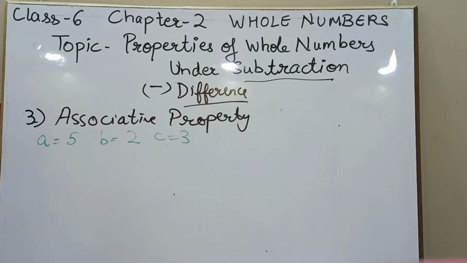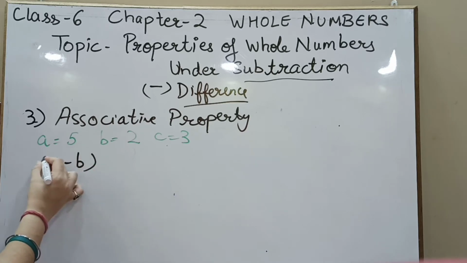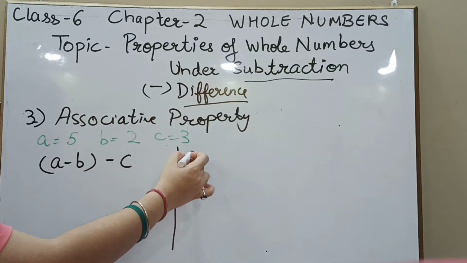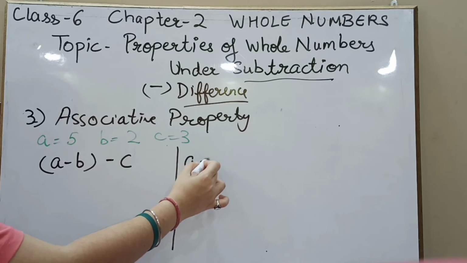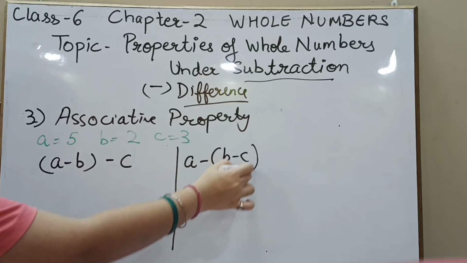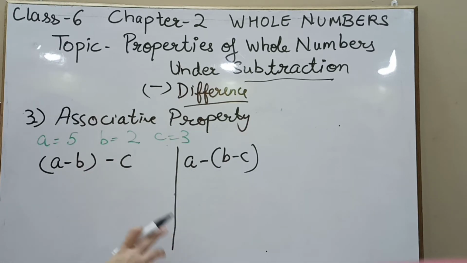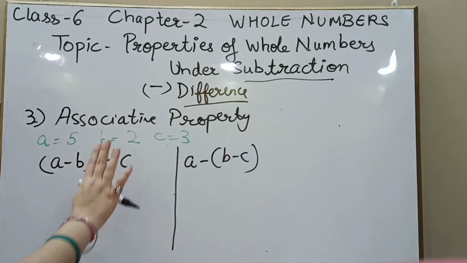Since we are talking about associative property, we are going to group these numbers in such a way that only the grouping has been changed. Let's see this. If I do (A minus B) minus C, the next grouping that I have done is A minus (B minus C). Here I have put these numbers into brackets, and here these numbers into brackets. Here the property says that the difference of 3 whole numbers remains unchanged if it holds true.